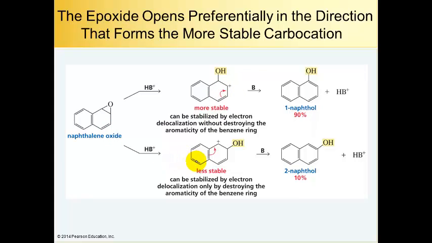However, if we open the epoxide to give the carbocation here, we do have resonance here, but that resonance actually interrupts this very stable benzene ring. And so this carbocation is actually more stable, and this is going to be our major product.